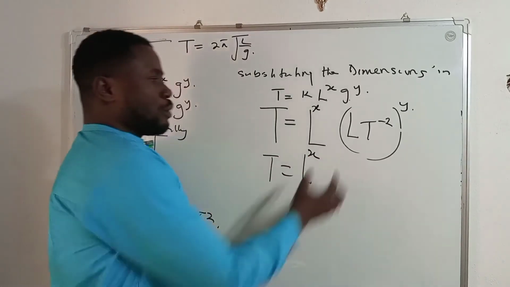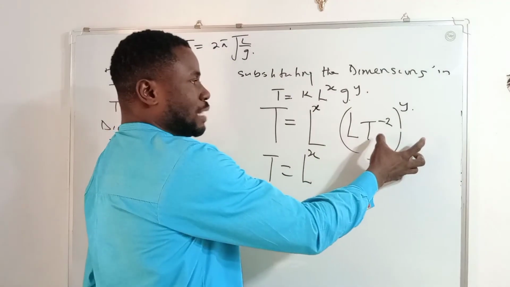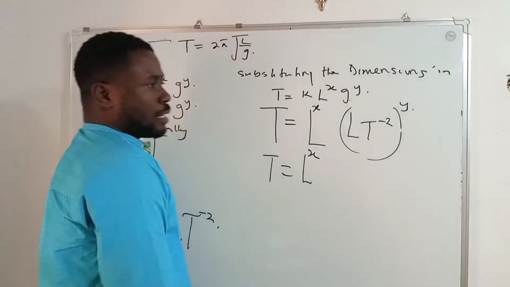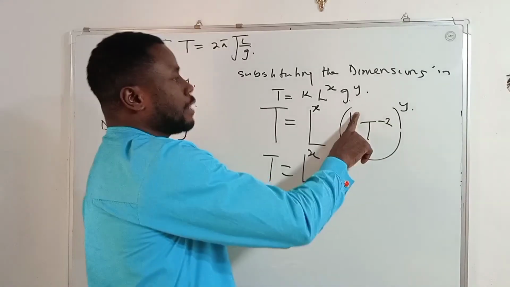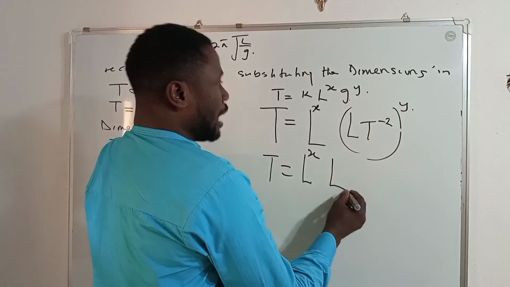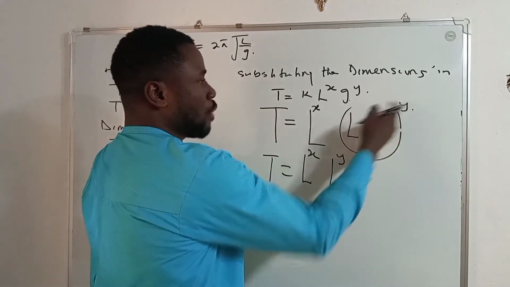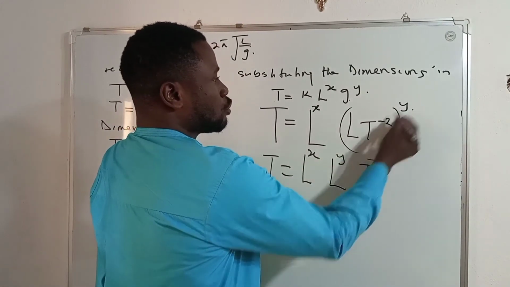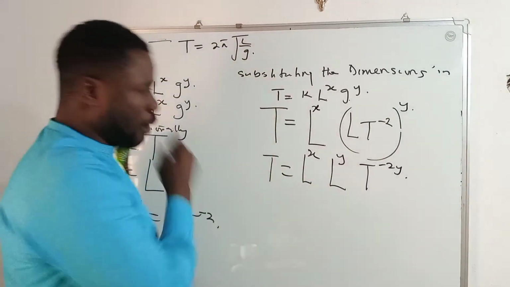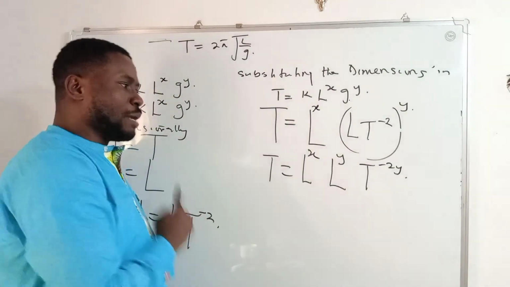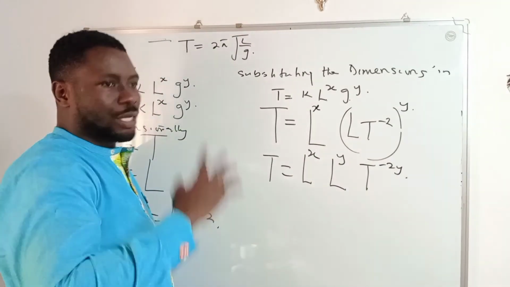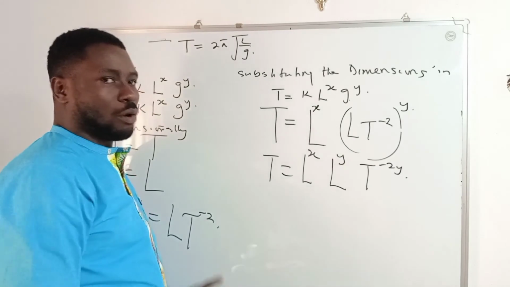Of course, we will expand the bracket. What that means is that the content of the bracket will multiply what is outside. And so there is an invisible one here. That one multiplying the Y outside will give us L raised to power Y, 1 times Y. Then T minus 2 times Y here will be minus 2Y. Now at this point, remember we said again that dimension at the left-hand side of an equation must be equal to dimension at the right-hand side. We will soon apply that law or that rule.